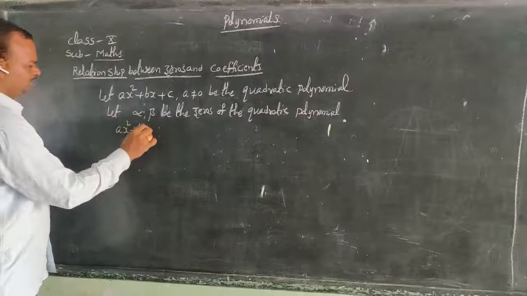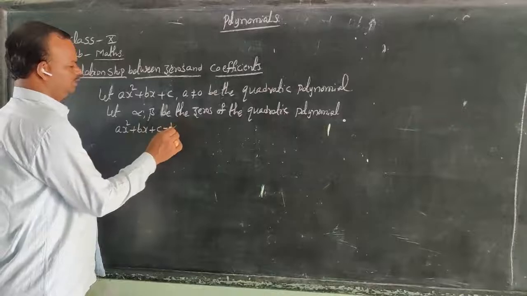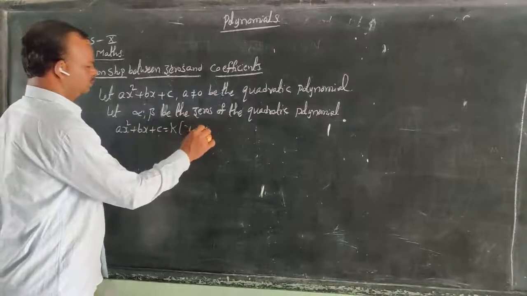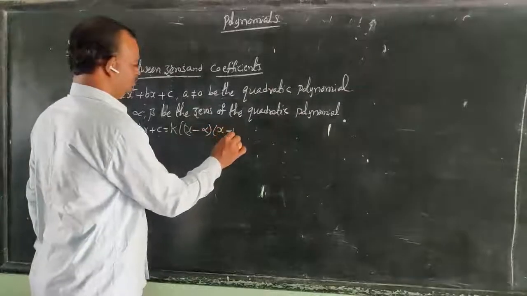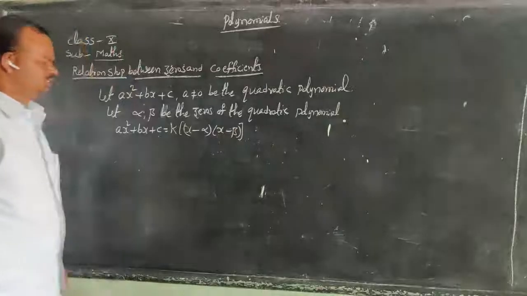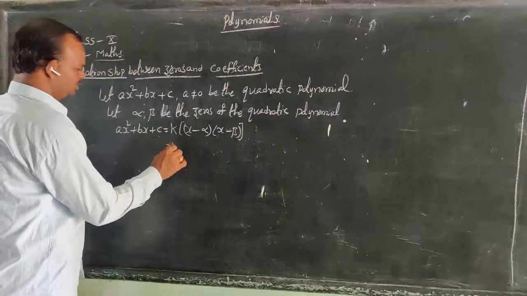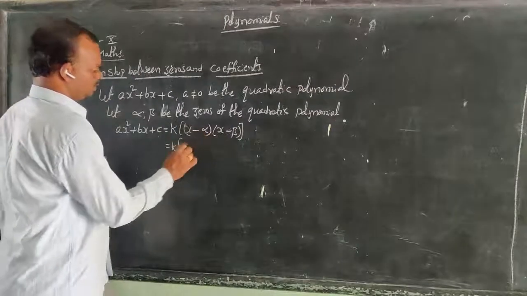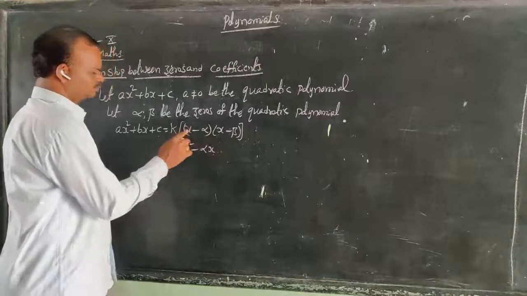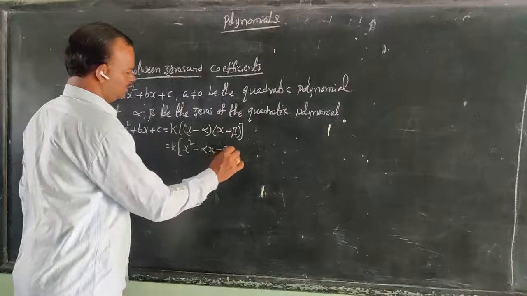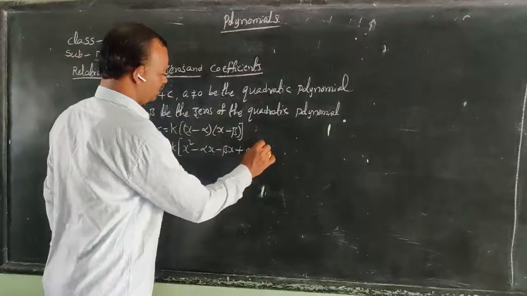ax square plus bx plus c is equal to some constant, any one constant k, into x minus the zeros of the polynomial. That means x minus alpha into x minus beta. Here we are multiplying these values. k into x square minus alpha x minus beta x plus alpha beta.